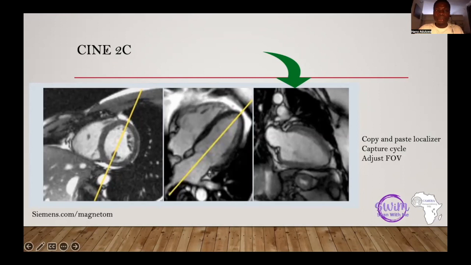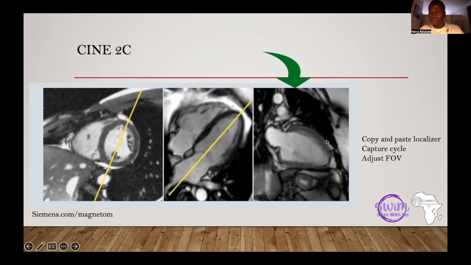So you have to plan for your 2-chamber scan, 4-chamber scan, 3-chamber scan, and so on. So you don't need to go through the planning sequence again. All you need to do is open up the scan 2-chamber, go to your localizer for scan 2-chamber and copy and paste. You will get this image here. This is basically the left ventricle, left atrium, the head of the aorta.